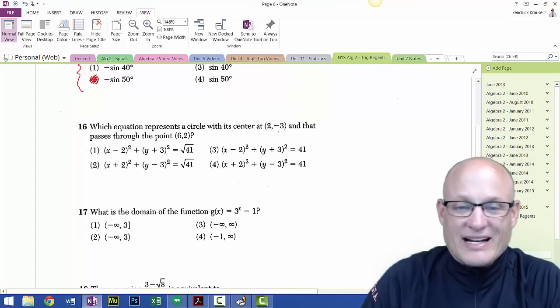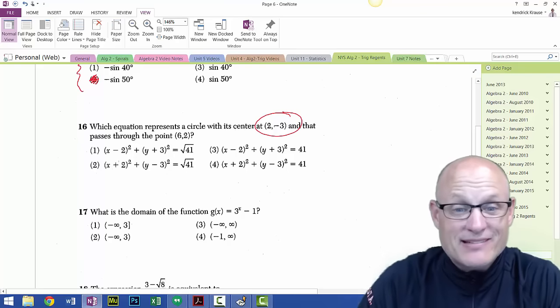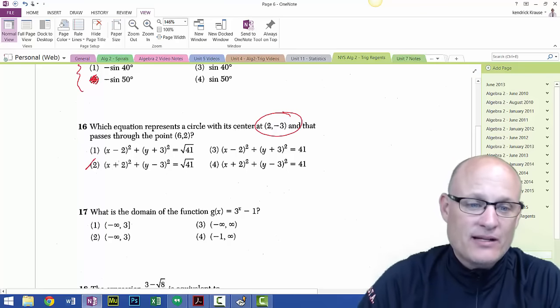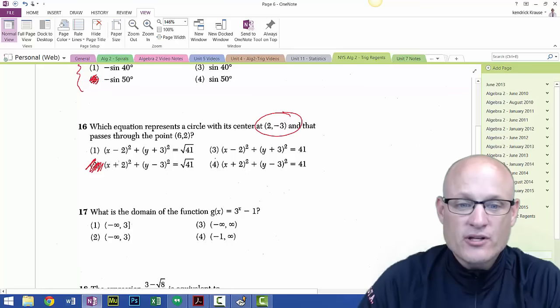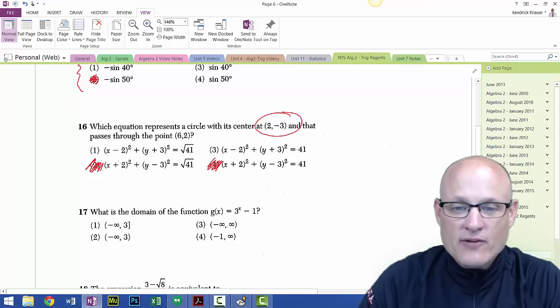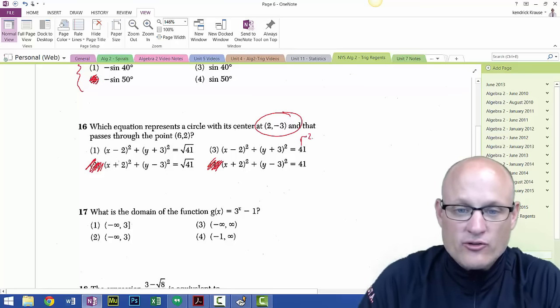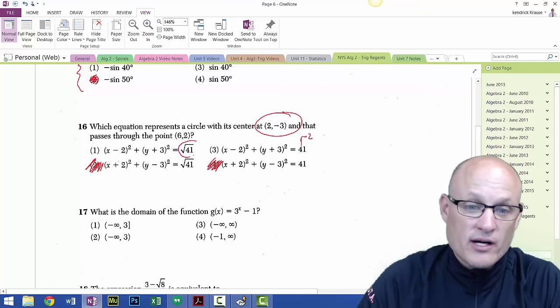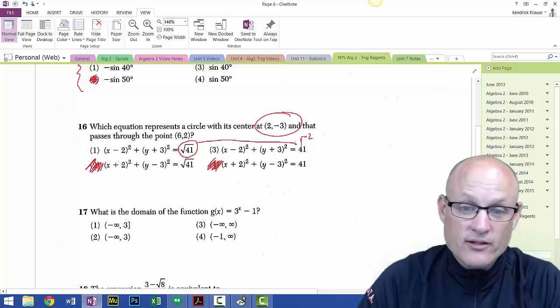Okay, if you remember correctly, in a circle, the center goes in, but goes in with opposite signs. So instead of 2, it has to be negative 2. So these two don't make any sense. Now, if you remember correctly, over here goes r squared. Not r, but r squared. Now, if you look at these two, if you square this, don't you get this? Yeah, that makes 3 the answer.